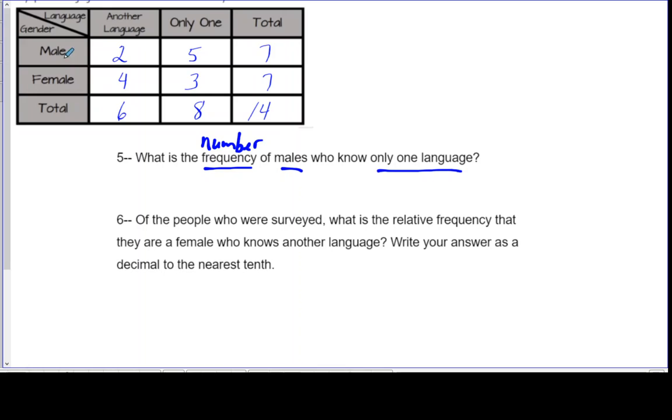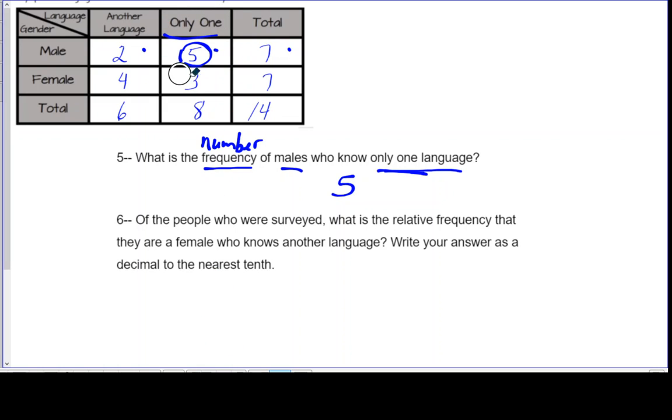So I know I need to look for the males. So the males are right here. So it's either going to be 2 or 5 or 7. Only one language would be right here. So our number's 5.